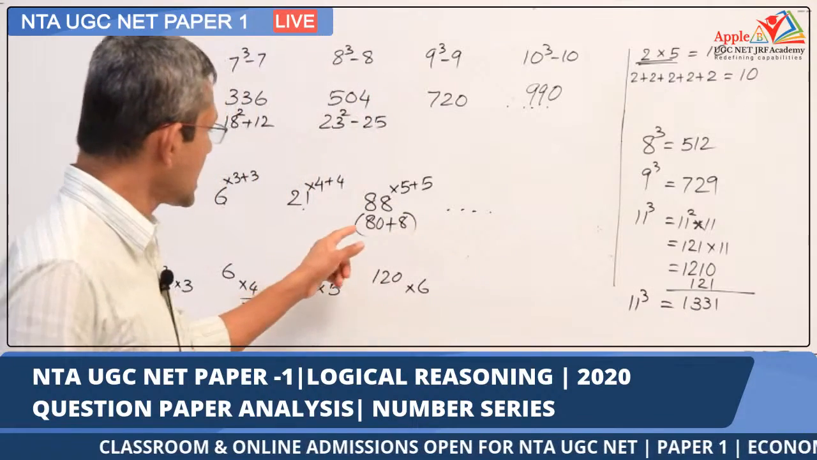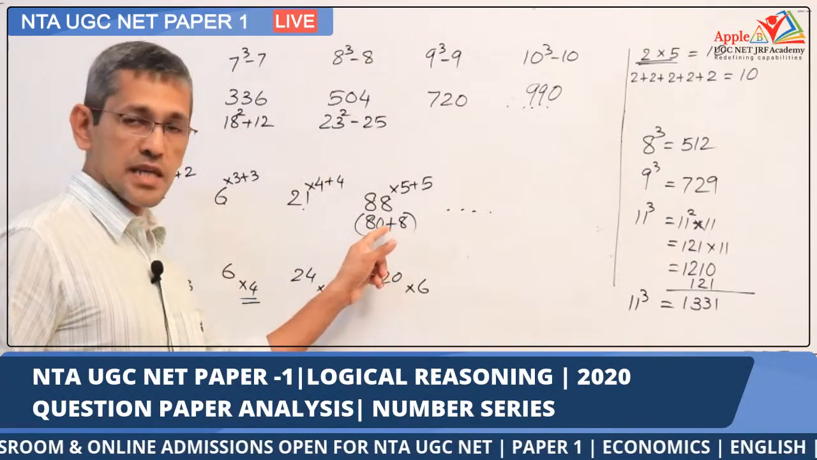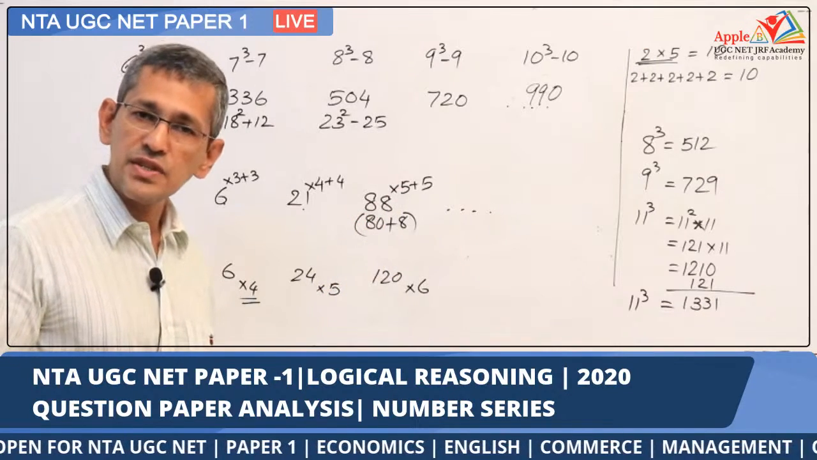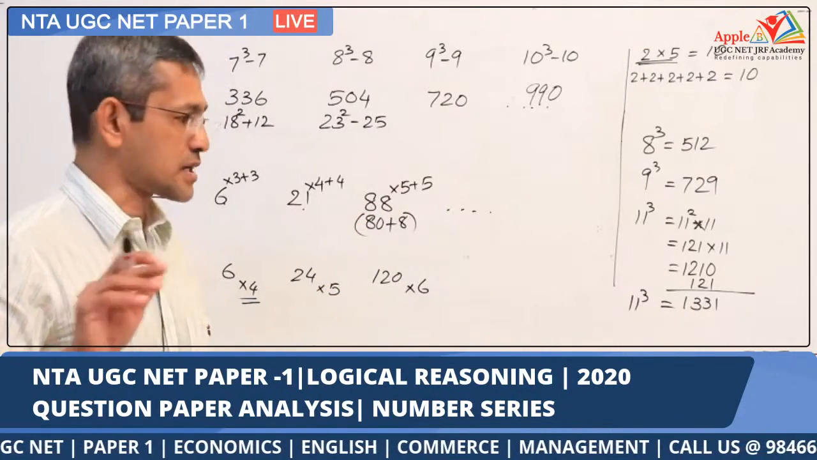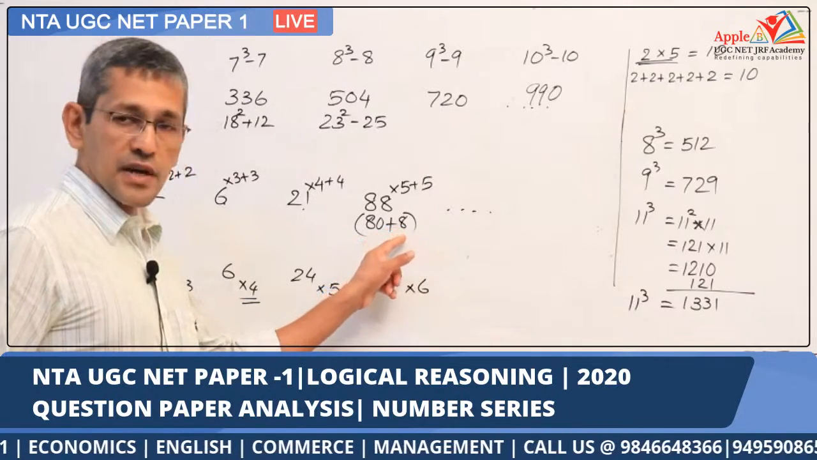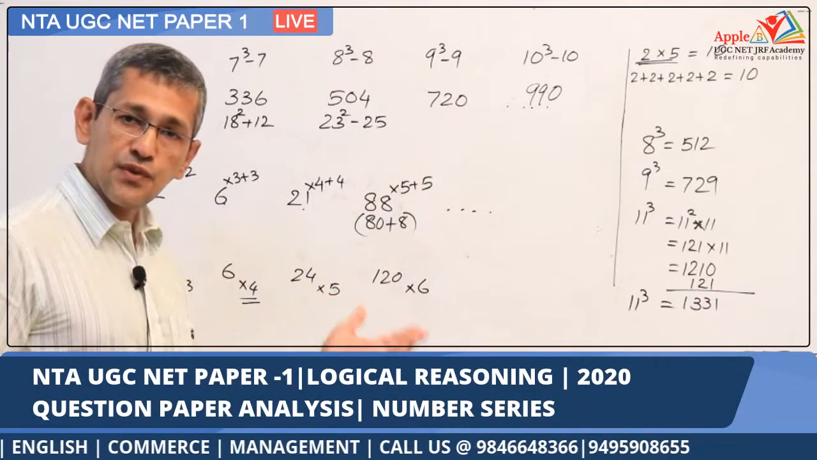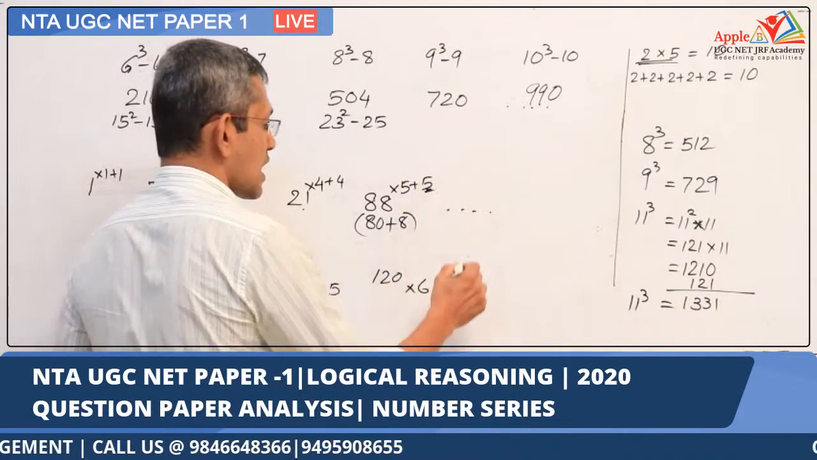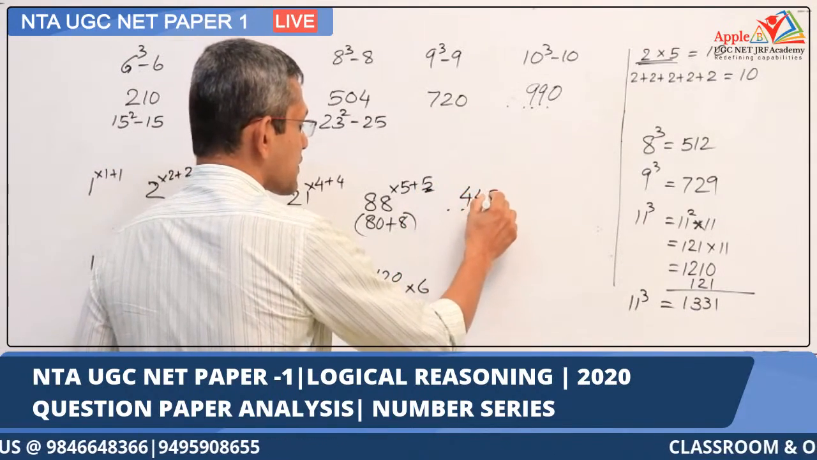Okay, so in this case, 80 plus 8, that is 88 into 5. So 8 into 5 is 40. So 80 into 5 is 400. Plus we have an 8. 8 into 5, that is 40. So 400 plus 40, 440. Then we have this 5 as well. So the answer is 445.